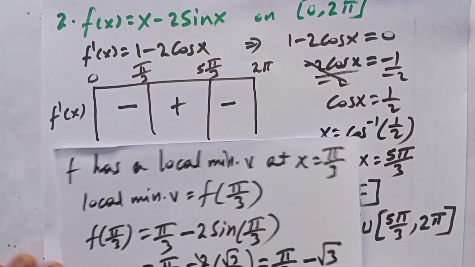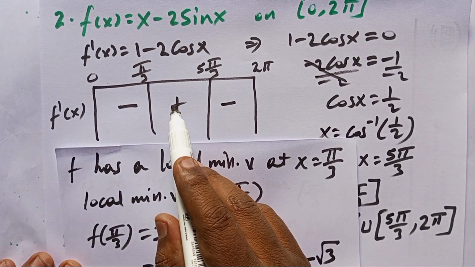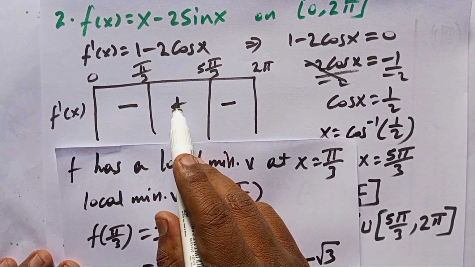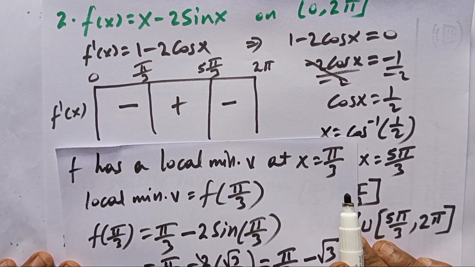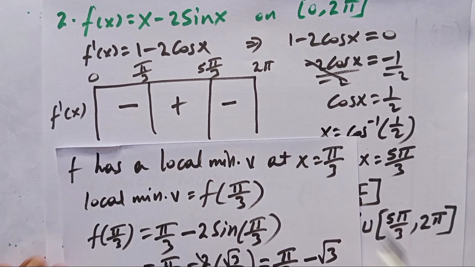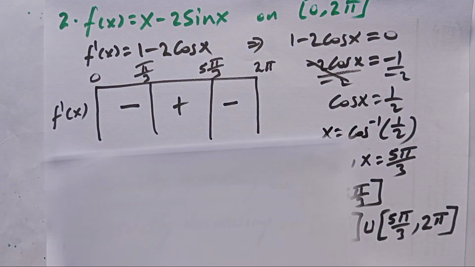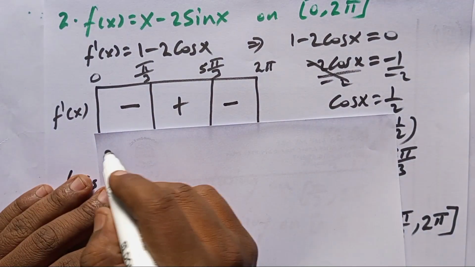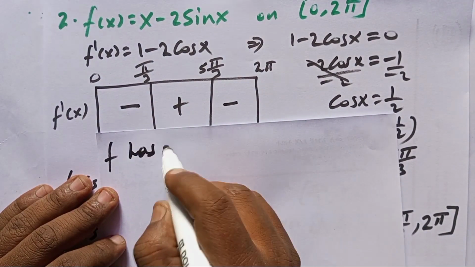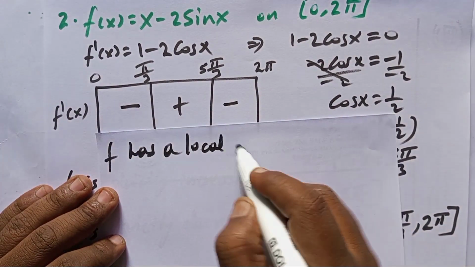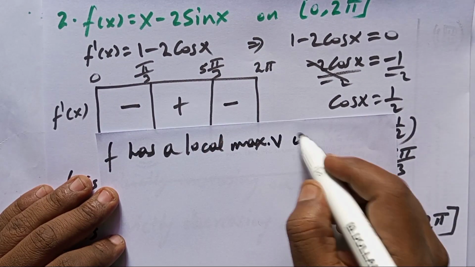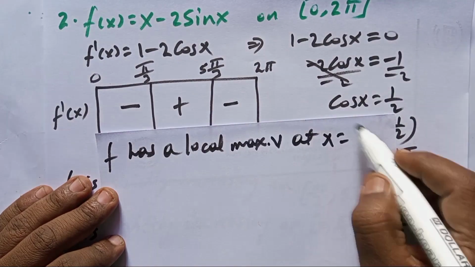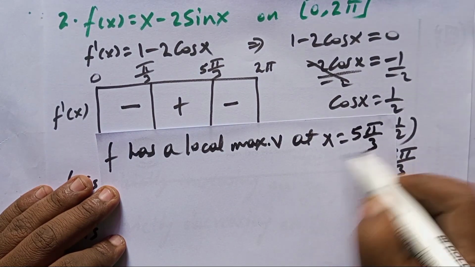Okay, this function also has a local maximum value. Why not? Here we have the sign change from positive to negative. ከፖዚቲቭ ወደ ኔጌቲቭ ቼንጅ ያደረገበት ፖይንት አለው። ስለዚህ እዚህ ፖይንት ላይ ምን አለው? የፋንክሽን ሎካል ማክሲመም ቫልዩ አለው። What is the local maximum value for this one? Okay, f has a local maximum or relative maximum value at x equal to 5 pi over 3.